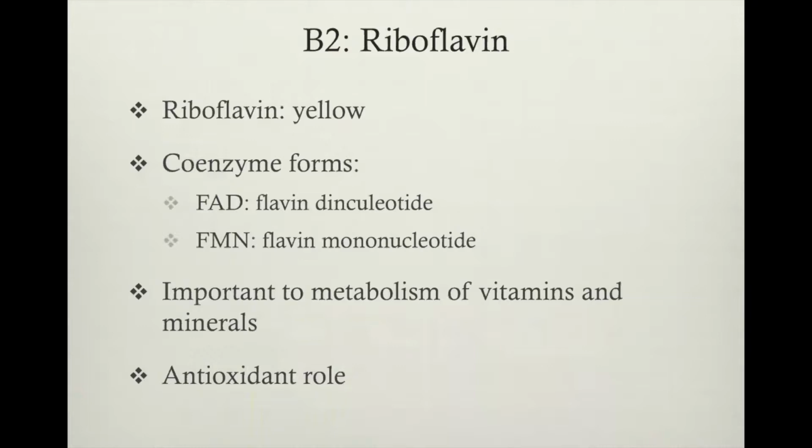Next, B vitamin, vitamin B2, riboflavin. So riboflavin comes from the word flavus, which means yellow in Latin. And so riboflavin is actually kind of a yellow pigment. And riboflavin plays a role as the coenzymes FAD and FMN for energy yielding pathways, such as amino acid breakdown and fatty acid breakdown. It is also important to vitamin and mineral metabolism, and it plays an indirect antioxidant role by supporting the enzyme glutathione peroxidase.